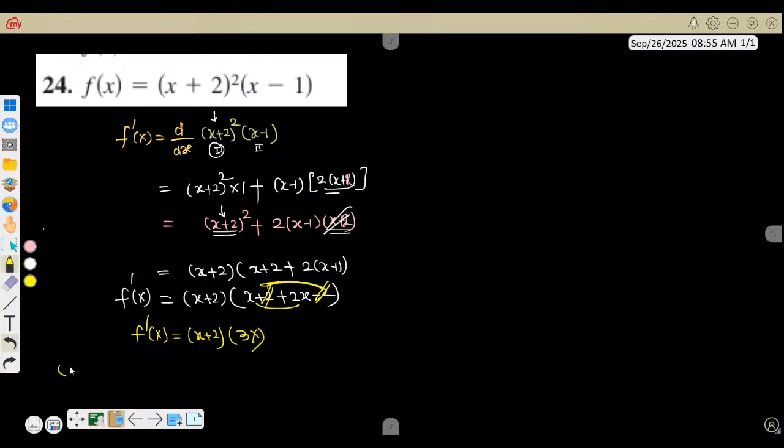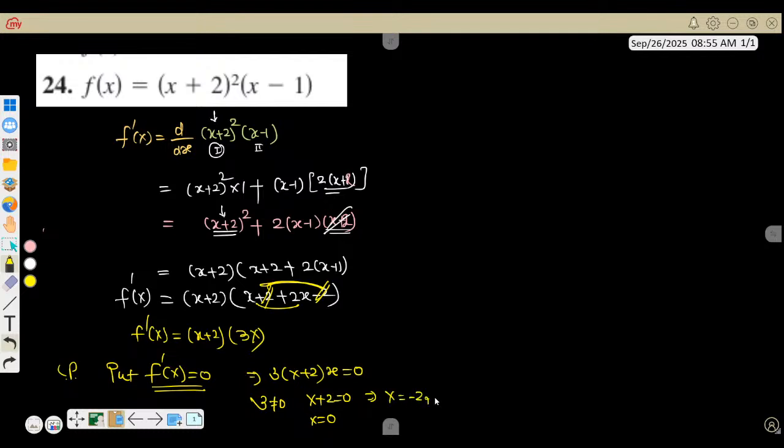Now if I want to find the CP, meaning critical points, put f dash x equal to 0. If the derivative is 0, this implies (x plus 2) or x equals 0. 3 cannot be 0 because 3 is a number. So either x plus 2 is 0 or x is 0. If x plus 2 is 0, x is minus 2, or x is 0. So these two are my critical points.